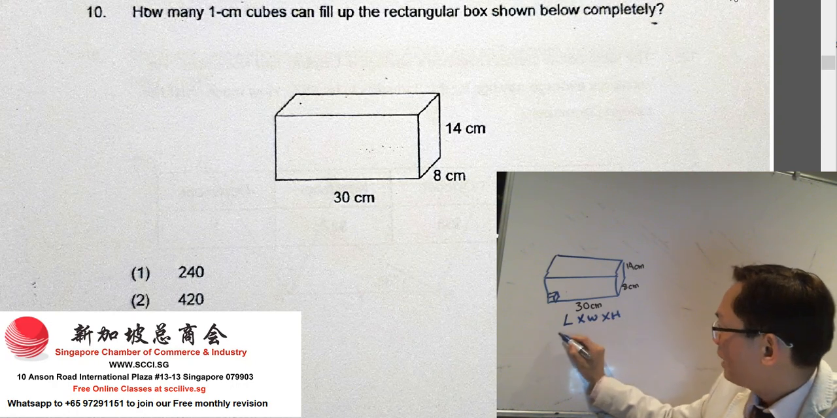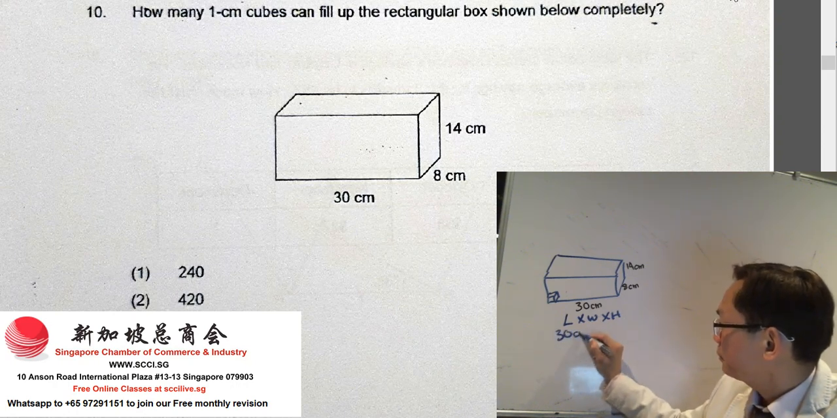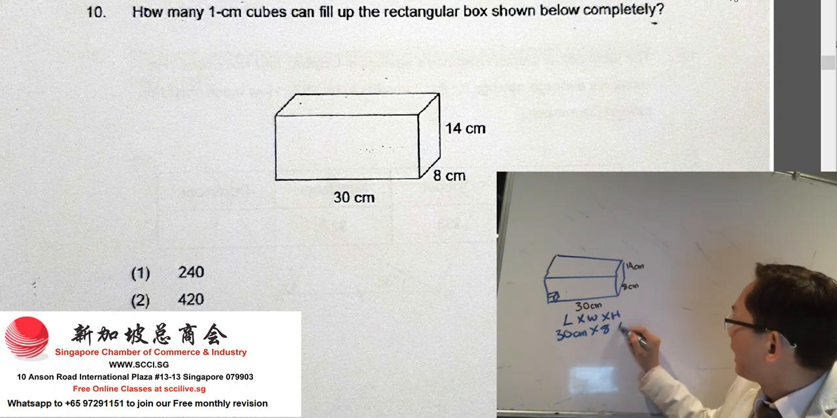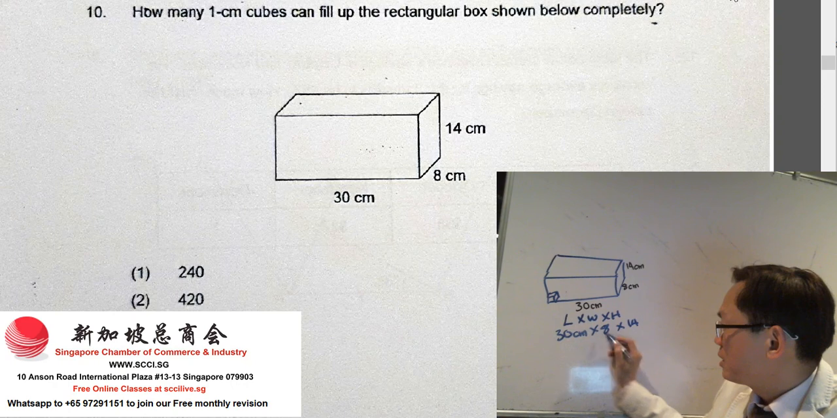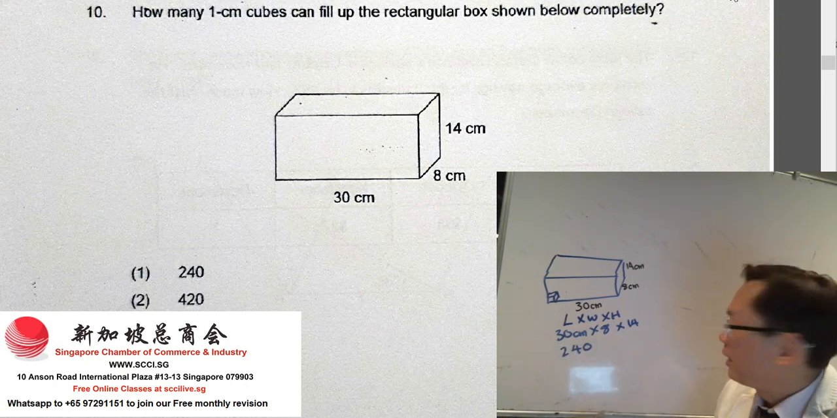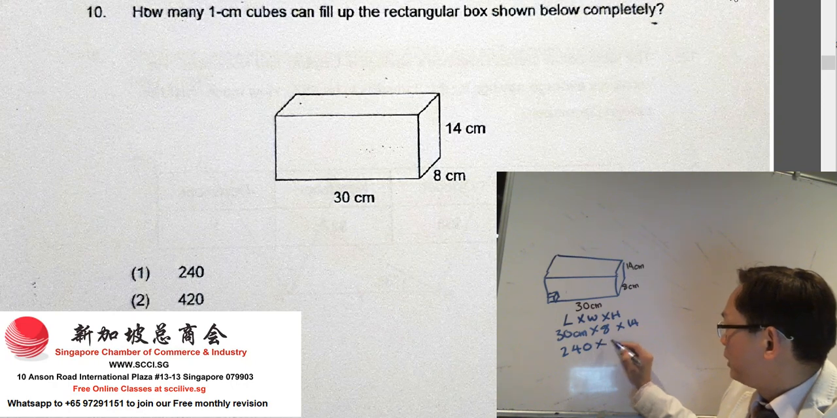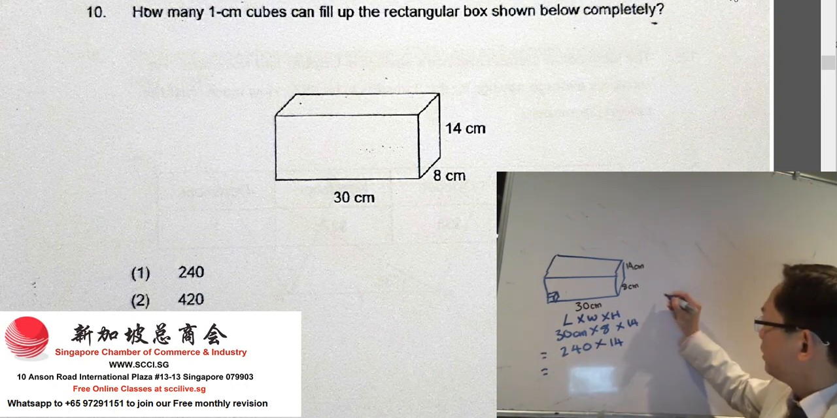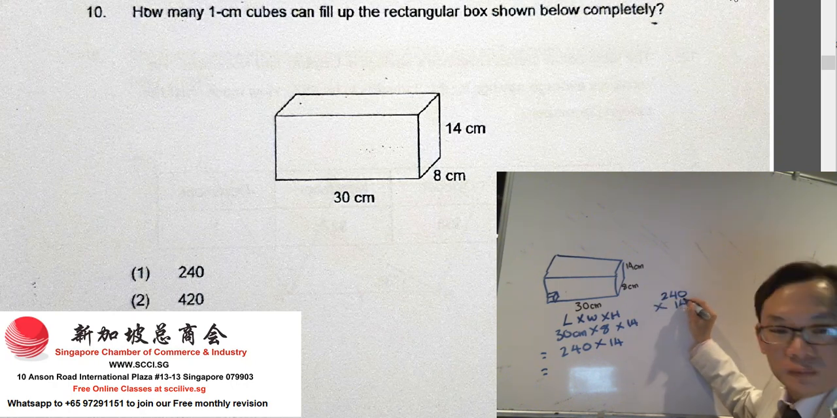So the length itself is 30 cm, times the width is 8 cm, times the height is 14 cm. Let's multiply this first: that is 240, correct? Then times 14 itself. Do it step by step. Let's look at it. 240 times 14.